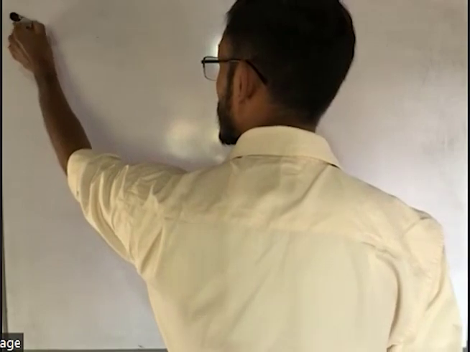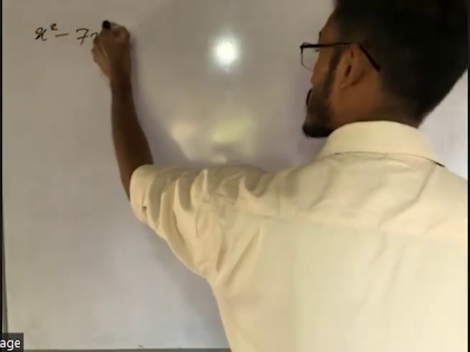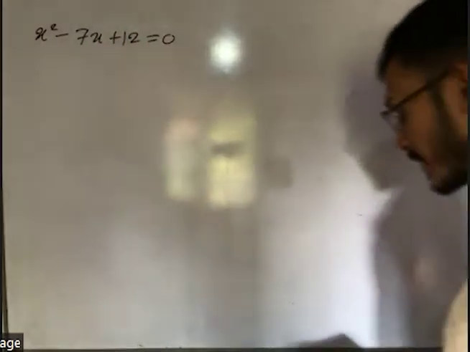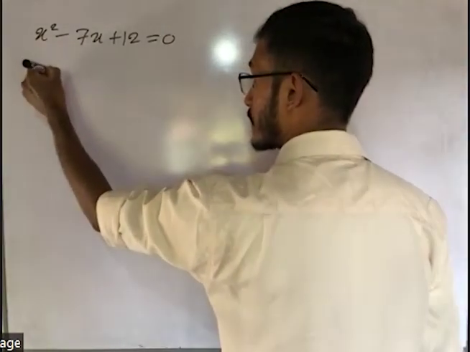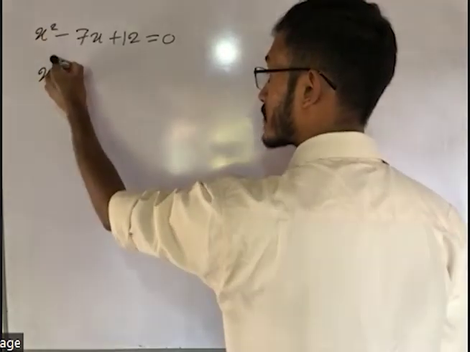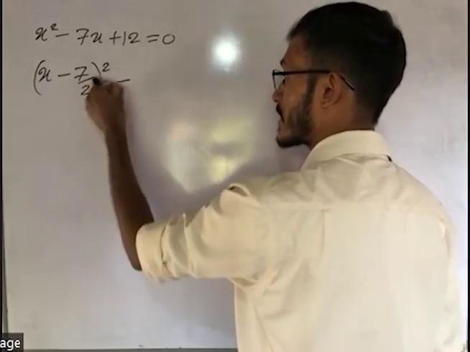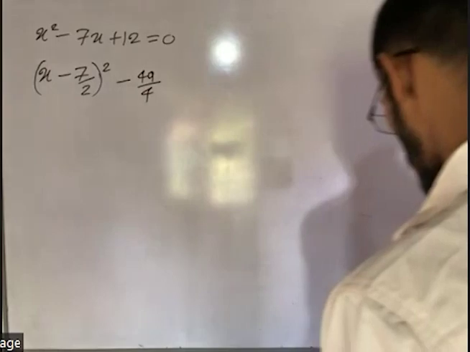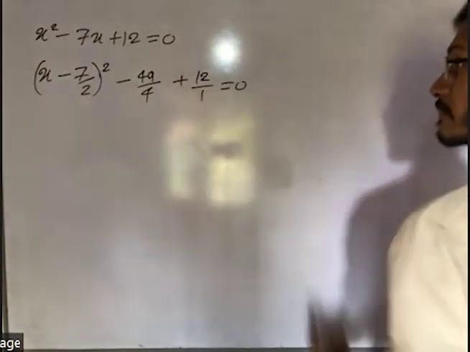Right. Now, look at this quadratic equation: x square minus 7x plus 12 equal to 0. Now, this is a quadratic equation. Now we can use the completing square method, right? Take the x value without the square, minus the coefficient of x divided by 2, take the square of the whole thing, minus the square of this constant, 49 over 4, plus the remaining part, 12 over 1, equal to 0.